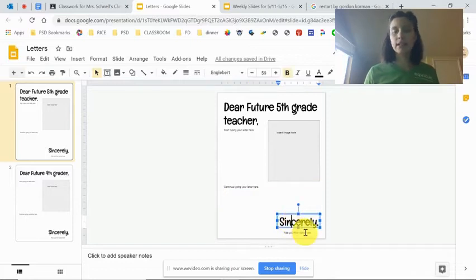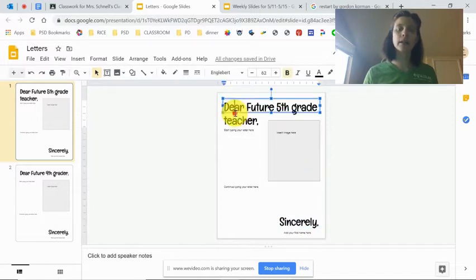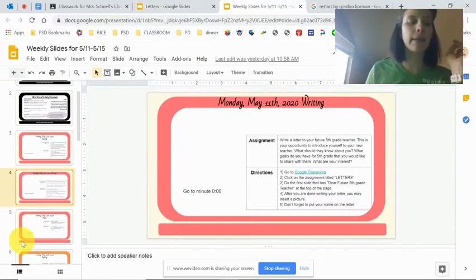And then it's sincerely, and then you write your name. Now this sincerely in this image box and this Dear 5th grade teacher, you can move around. So if you want to do it in a different way, as far as graphic design goes, that is up to you. But yeah, so that is your letter that you're going to write for Monday.